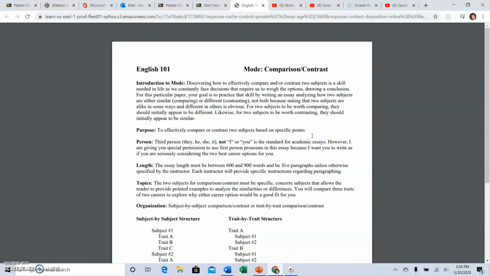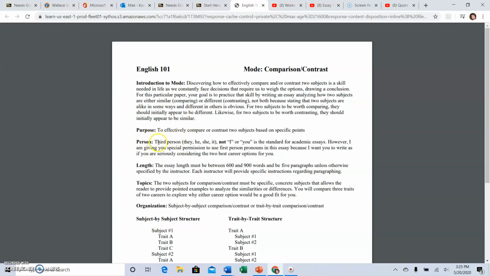The purpose is to effectively compare or contrast two subjects based on specific points. So the topic of your essay for this class is comparing two careers that you are legitimately interested in. You might get a degree where you have options in what type of career you choose. If you're in healthcare, you might work in a hospital setting, or you might work in a clinic, or you might work in a nursing home. There are just so many varieties of different types of careers you can have with the same degree.